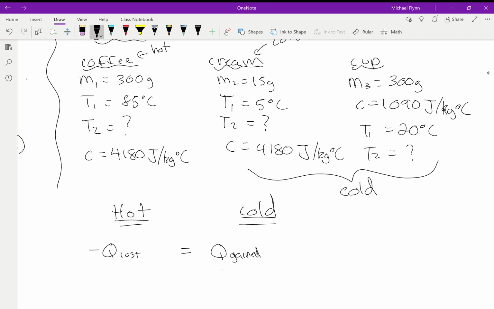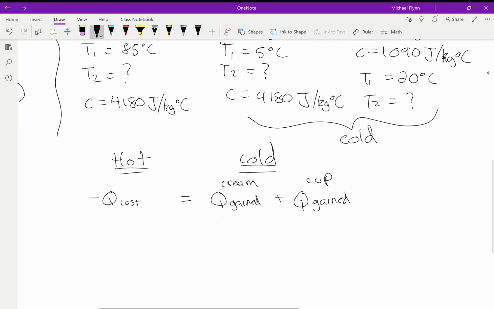Okay, and first this will be, let's say, the cream plus the Q, capital Q, gained by the cup. So what's happening is heat is being transferred to both of these things until you reach equilibrium. And the reason why I picked this question is because I know you're going to ask, because it's not just two things.